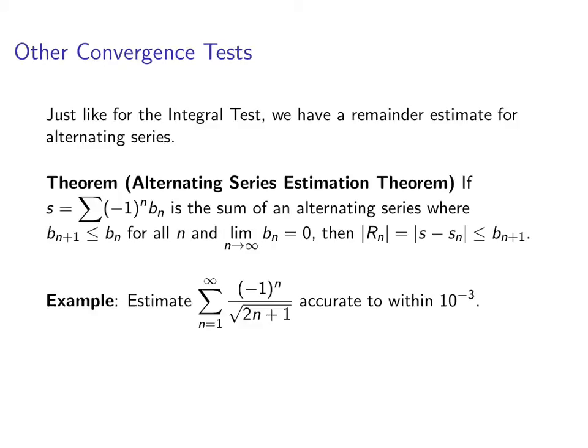And so the alternating series estimation theorem says that if you have an alternating series where S is the sum, and this converges according to the alternating series test, that is, b sub n plus 1 is smaller than b sub n for all n, and the limit of the b sub n's is equal to 0, then we can put a bound on the absolute value of the remainder by saying that it's smaller than the next term, b sub n plus 1, at least the positive portion.